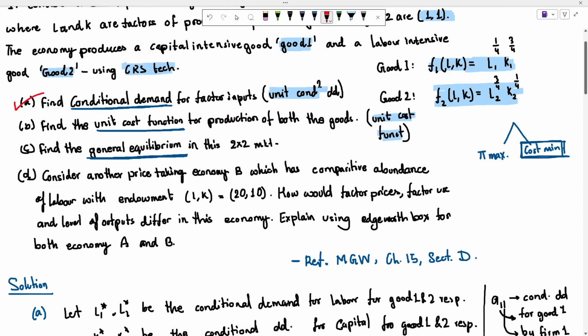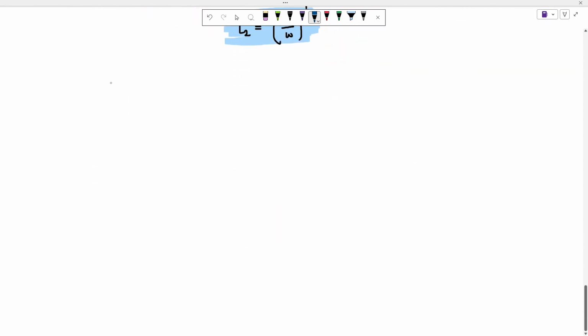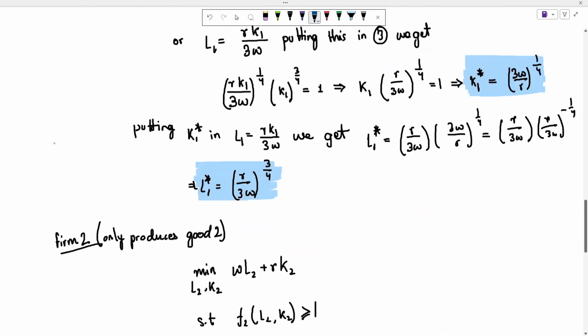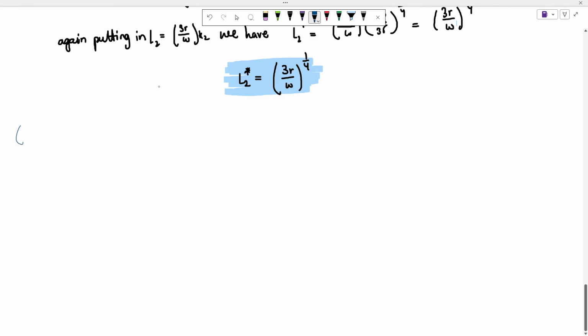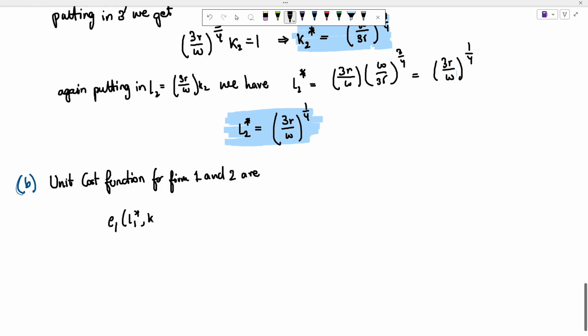Now we need to find the unit cost function for production of both the goods. So this is relatively easy. B, the unit cost function for firm 1 and 2 are essentially C1 of L1 star, K1 star, this is a C not an E, and here we have C2 of L2 star, K2 star.